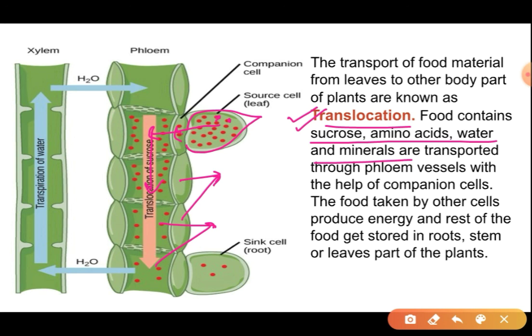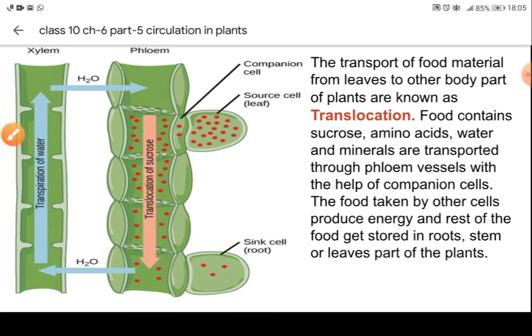Now when this food reaches the cells, it is utilized for obtaining energy, and the rest of the food is stored in different parts of a plant, like in roots or in stem or in leaves, and that part of a plant we eat as vegetable.